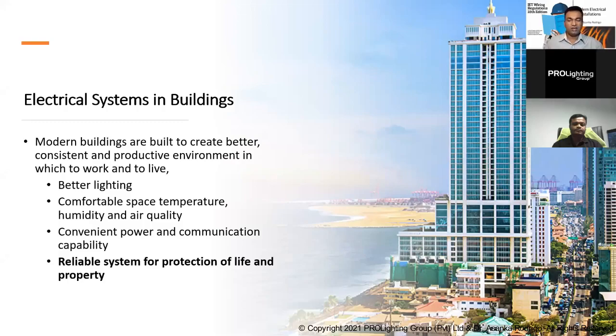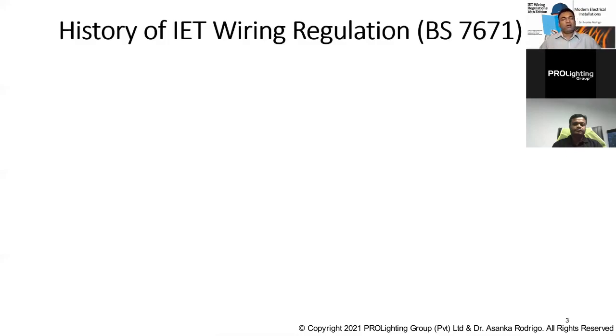So, in electrical installations, we know that we are practicing the IET wiring regulation, or BS 7671 in Sri Lanka. I'll first give some background about this IET wiring regulation, or BS 7671. It was started way back in 1882 as a rule and regulation for preventing fire risk arising from electric lighting. Even though we now call it the IET wiring regulation, initially it started like that.